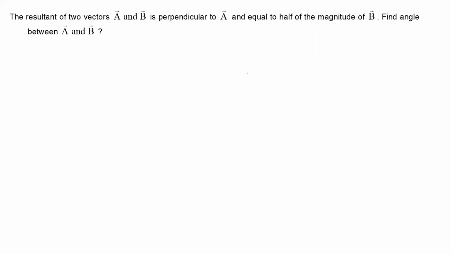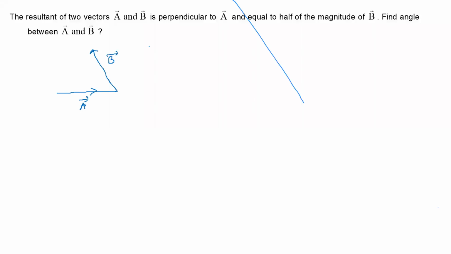Next, the resultant of two vectors A and B is perpendicular to A and equal to half of the magnitude of B. Find the angle between A and B. That means I am having two vectors. Let me have a vector like this, saying A, and let me have another vector B. This is the vector B.